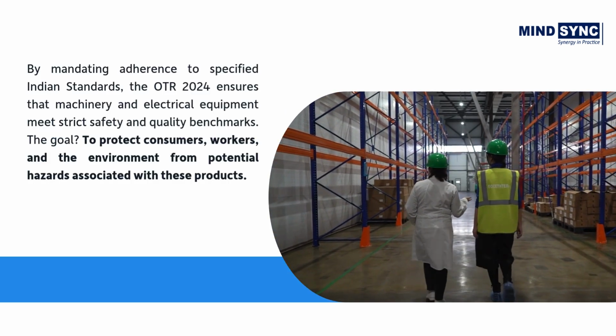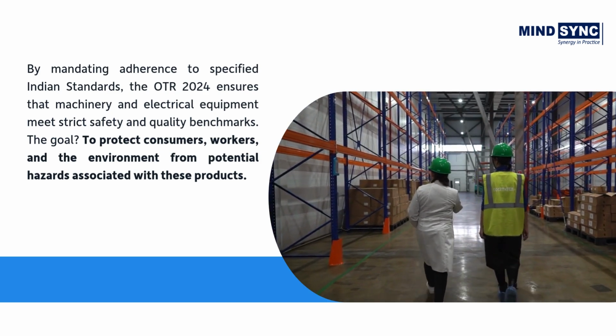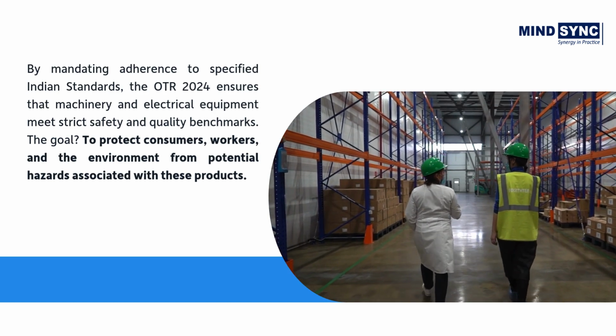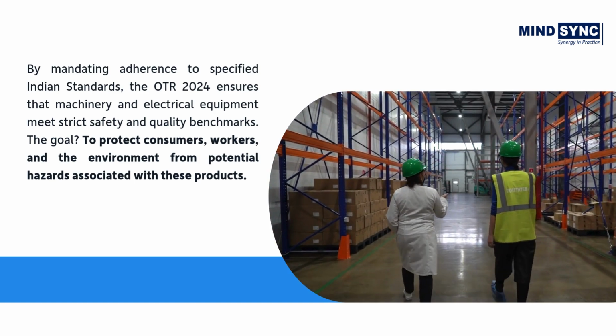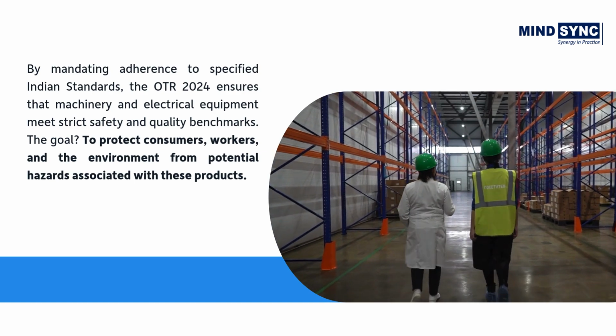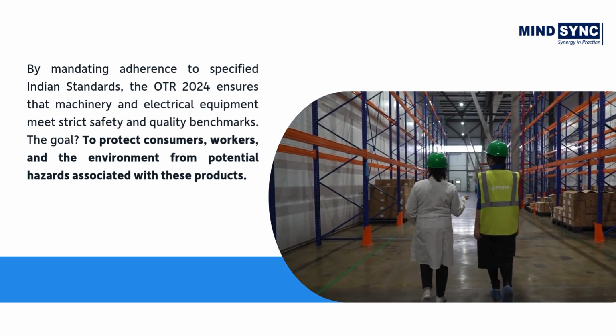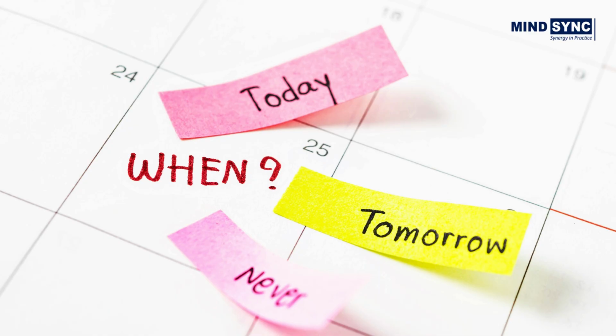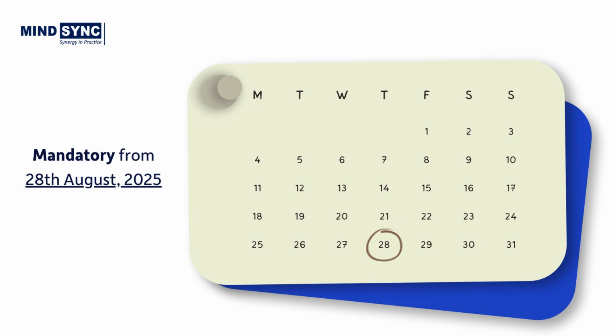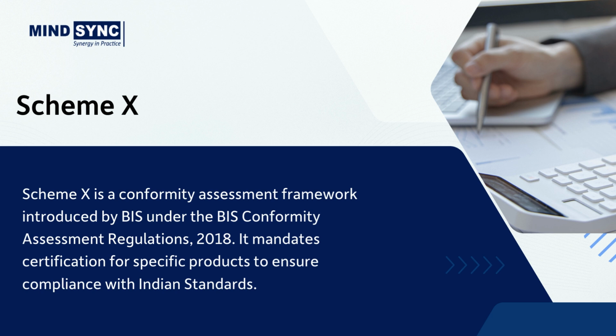The OTR 2024 ensures that machinery and electrical equipment meet strict safety and quality benchmarks. The goal: to protect consumers, workers, and the environment from potential hazards associated with these products. Now moving to the effective dates, it's mandatory from 28 August 2025. This order falls under Scheme X of BIS, which is a conformity assessment framework introduced by BIS under the BIS Conformity Assessment Regulations, 2018. It mandates certification for specific products to ensure compliance with Indian standards.